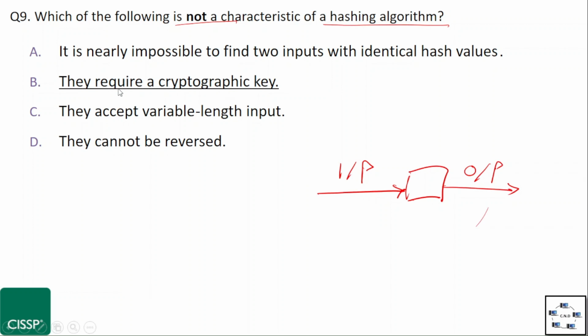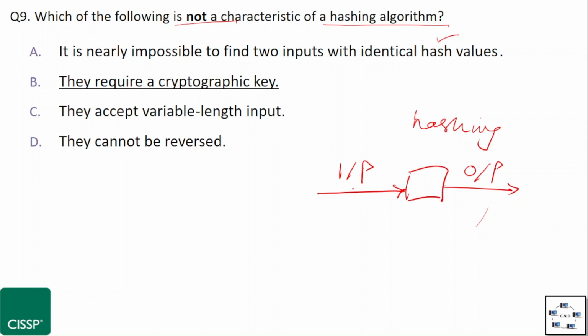So the answer is already highlighted. Let me go through the options. Option A, it is nearly impossible to find two inputs with identical hash value. Yes, this is true. They require a cryptographic key. No, that's not accurate. Hashing does not require an encryption or a cryptographic key. They accept variable length input and they cannot be reversed.